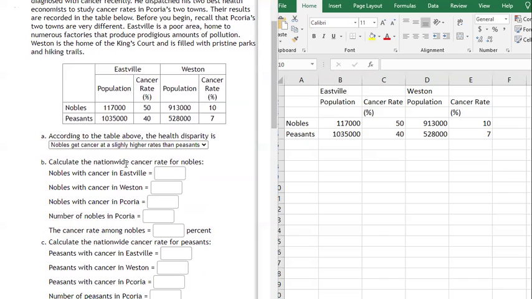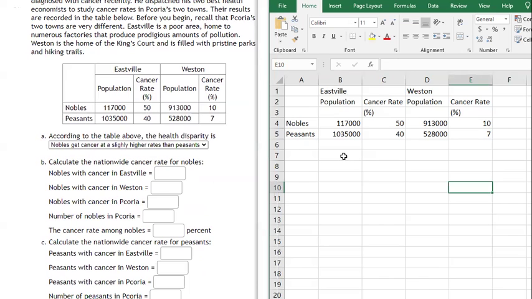We're going to calculate the nationwide cancer rates for nobles. Nobles with cancer in Eastville equal what? Well, this is the cancer rate, right? That's 50%. Now, 50%, right? Percent means per 100. And because there's no percent symbol to the right of 50, we have to divide by 100.